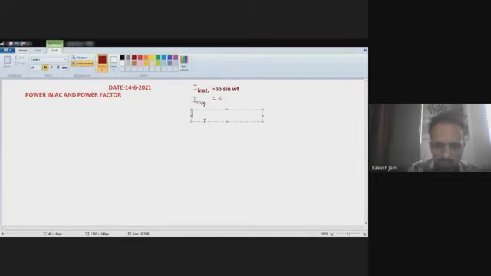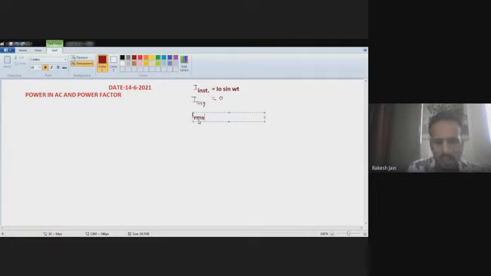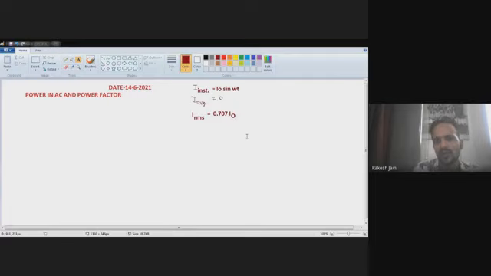So what was the RMS value of AC? IRMS is equal to, we have already calculated that value, 0.707 times the amplitude. Let's suppose amplitude is I0, then 0.707 I0. Or we can say I0 divided by root 2, because 0.707 comes from I0 divided by root 2. 1 divided by root 2 is equal to 0.707.